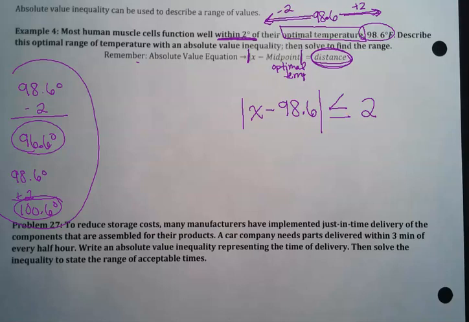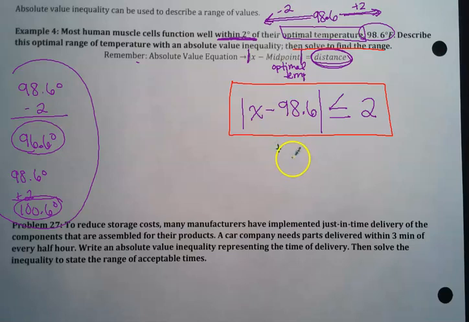Okay, but then it says, then solve to find the range. So this is like part 1 of your answer. Now we need to solve it. So we're going to add 98.6? No, right? We have to isolate our x first. So this is going to call for 2 different inequalities. So we're going to do x minus 98.6 is less than or equal to 2. And then we also have to flip it and say, well, okay, x minus 98.6 could be greater than or equal to negative 2.